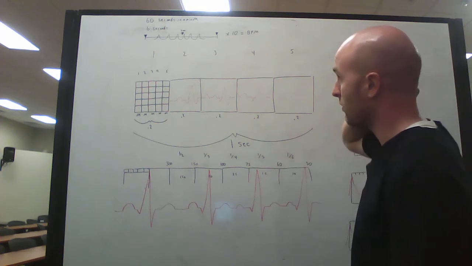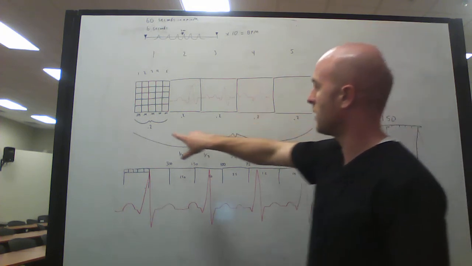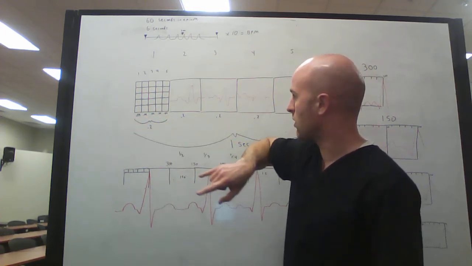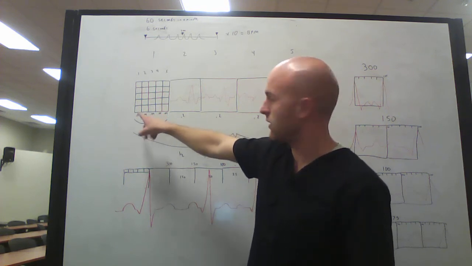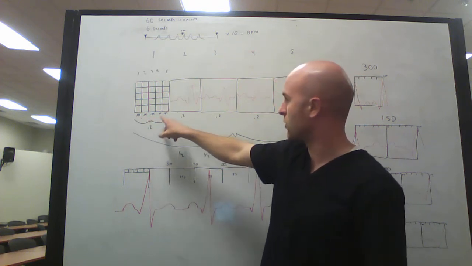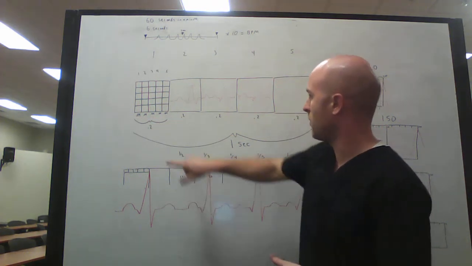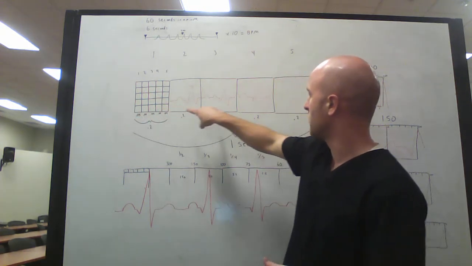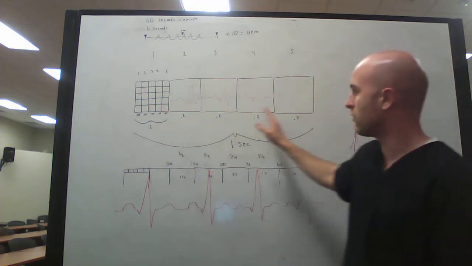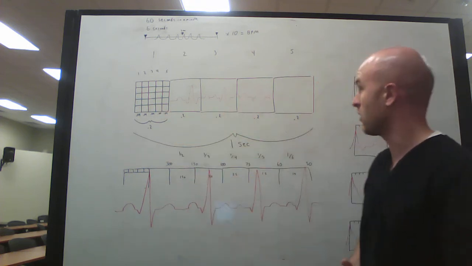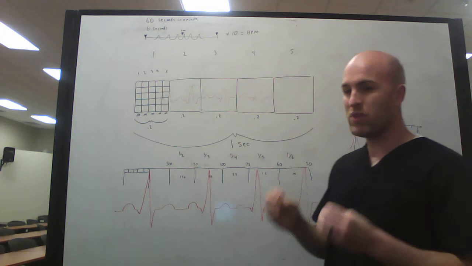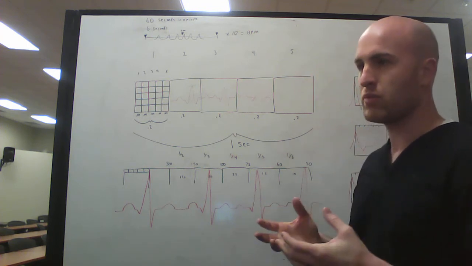So starting off here, understand that when you have these boxes, each big box is going to represent 0.2 seconds, going across like this. And that means that each of the small boxes represents 0.04 seconds. So we have 0.2 seconds, 0.2 seconds, 0.2 seconds, 0.2 seconds going across. If we were to get 5 of the big boxes together, recognize that's going to represent 1 second.